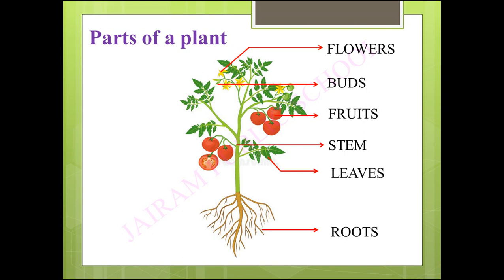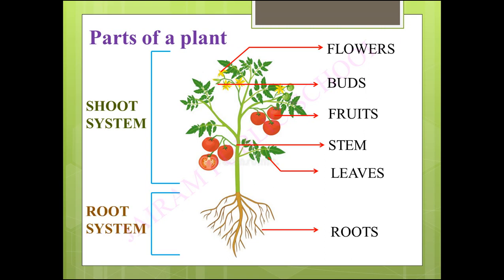The part of the plant that grows above the soil is called the shoot system. Next, the part of the plant that grows below the soil is called the root system. Now we can see each part of a plant and its functions. First, roots. Roots hold the plant firmly to the ground. They grow downwards in search of water. They absorb water and minerals from the soil. So these are the functions of the roots.